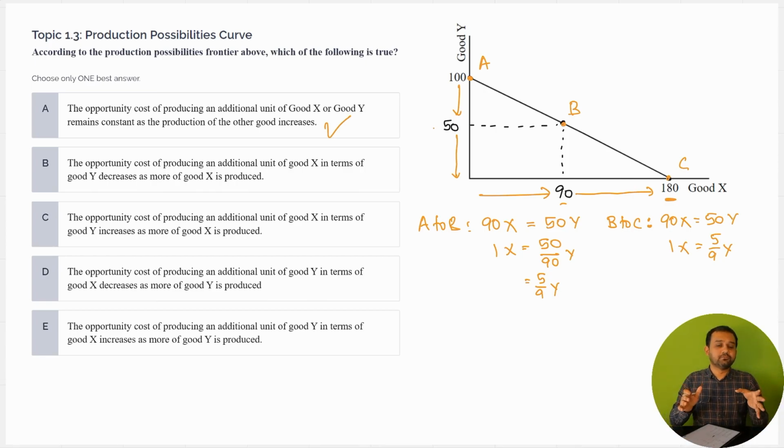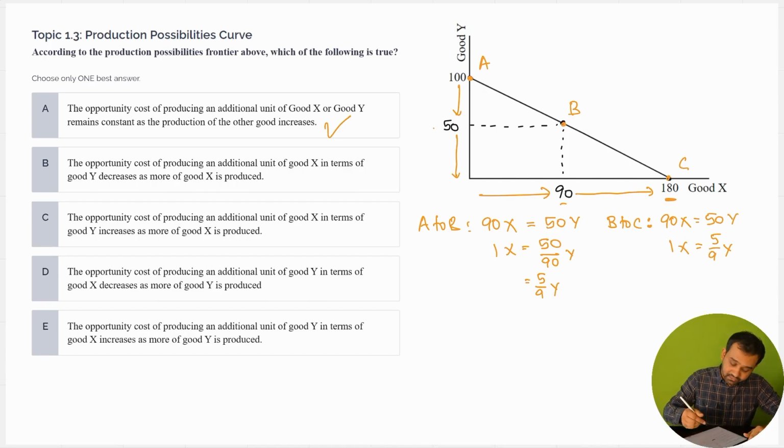So this shows you that despite increasing production of good X, good Y production did fall, but the rate at which it was falling stayed constant throughout. Okay, so what we have established with these numbers is, in this graph, the more X you produce, Y production will fall by the same amount. Okay, so that shows me constant opportunity cost while producing X.